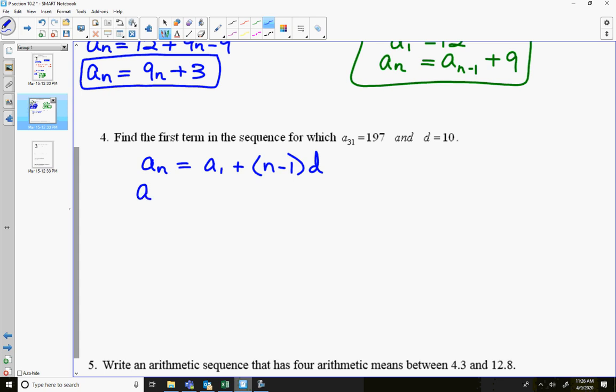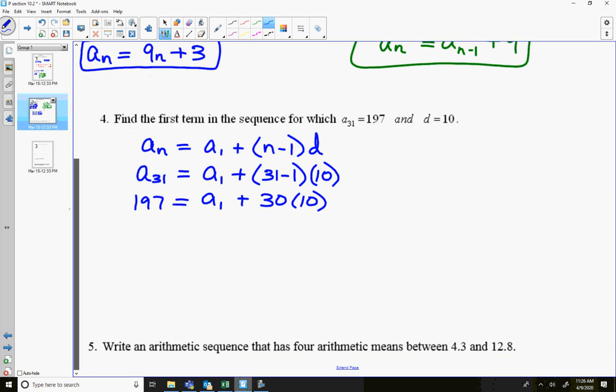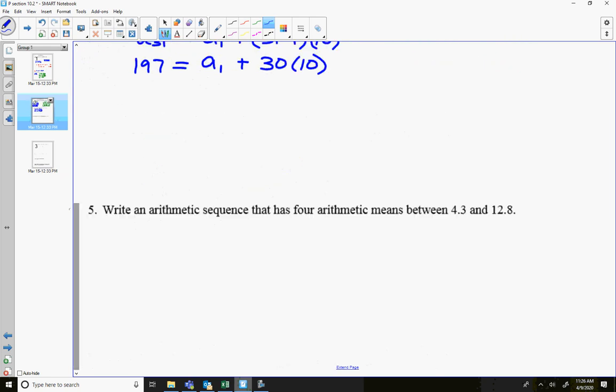So this time, though, what they give us is the 31st term. So n is 31. The first term, we don't know what that is, but that is what we are actually looking for. And they do tell us that the common difference is 10, and that the 31st term is 197. And now it's just a straight up algebraic equation. Solve for your variable. Solve for the unknown.